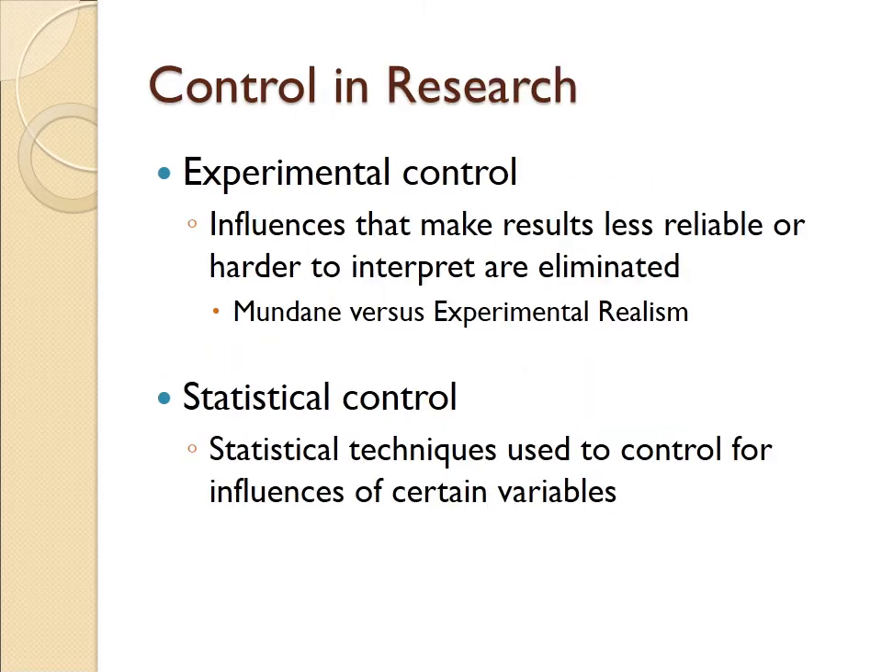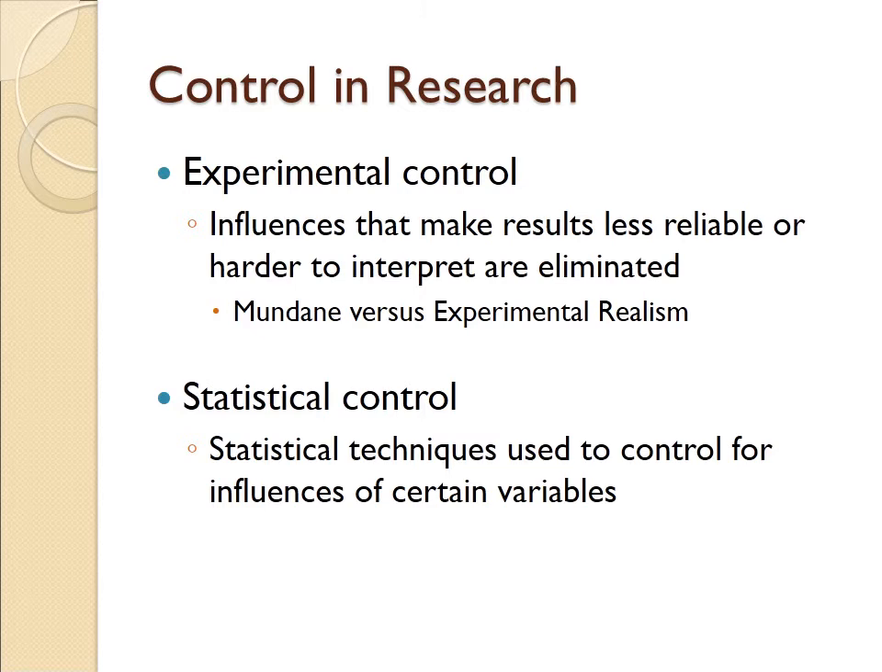So as I said, control in research is very important. An experimental control is the idea that we're going to try to control any influence that would make the results less reliable or harder to interpret. And we want to eliminate any of those influences. So those influences are confounds. So experimental control is the idea that in order to really be able to have solid internal validity, we're certain that what we did has only one possible explanation to the results that we found. That's experimental control. Now, a subfactor of experimental control is mundane versus experimental realism.